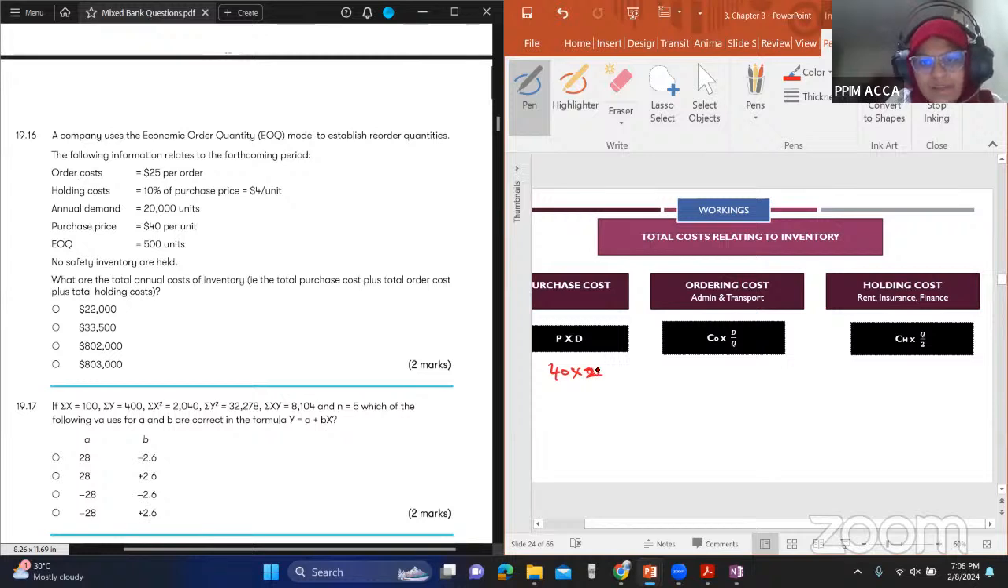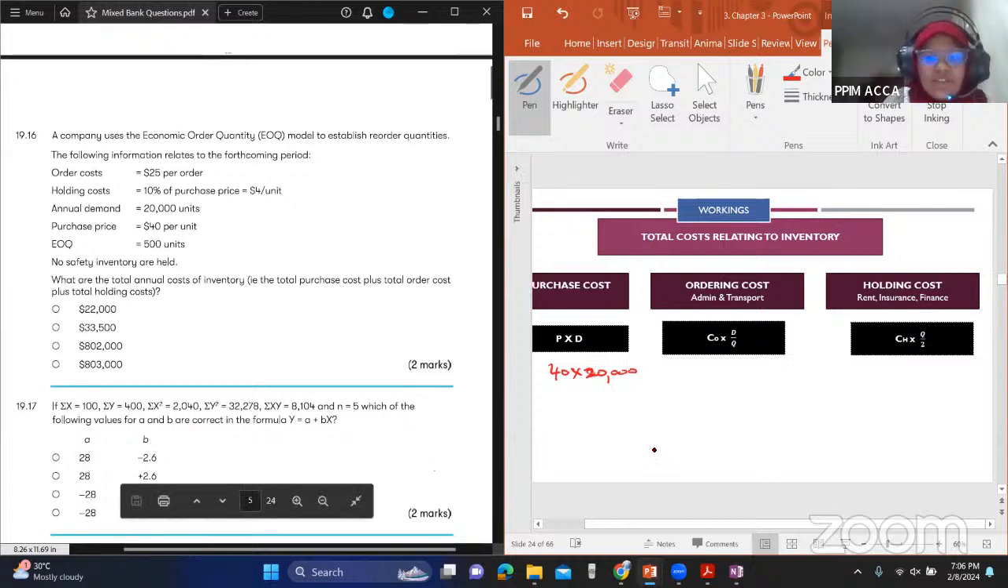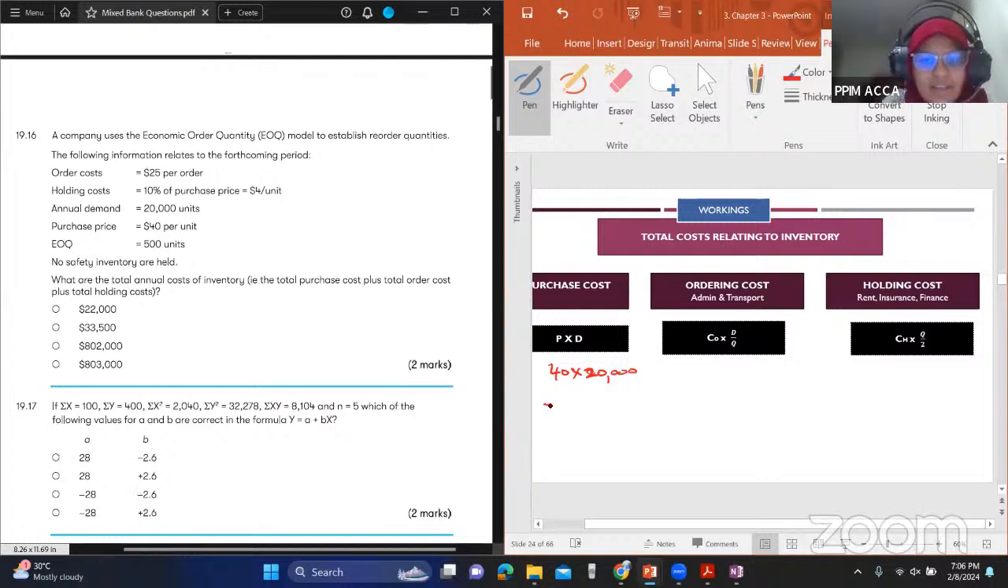When you're doing these questions, be careful, because in the equation, demand is always annual demand for 1 year. Sometimes in the question, they can give you a monthly demand or a weekly demand. You have to convert all of them to annual demand and then use it in the equation. So 40 into 20,000 will give you 800,000. That is the purchase cost.